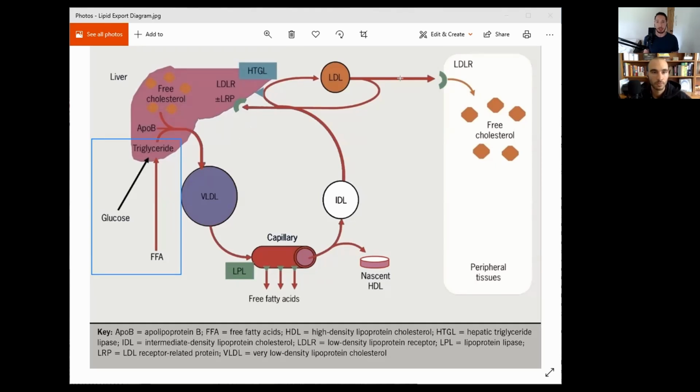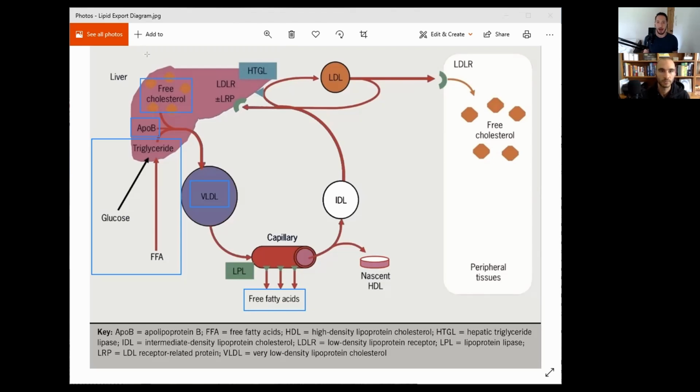And then you can see that these triglycerides can be exported from the liver when they are combined with two other things, ApoB, which is a protein, and free cholesterol that's in the liver. Those things all get packaged together into a relatively large particle called VLDL, and that VLDL gets exported from the liver. It enters the bloodstream. They're showing capillaries here, where the fat from the VLDL, which is the triglyceride that came from the liver in the first place, gets released into the tissues, as free fatty acids.